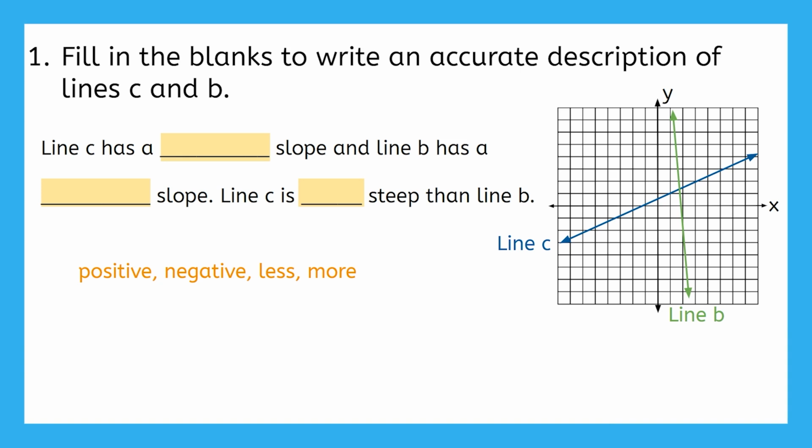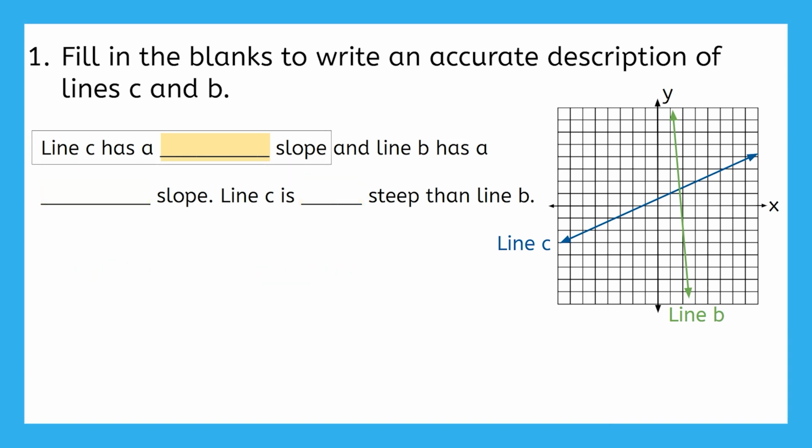Let's focus on that first blank. Line C has a blank slope. Is line C's slope positive or negative? Yeah, from left to right, it's going up, so it's a positive slope. Let's fill in for the next blank. What kind of slope does line B have? From left to right, this line is going down, meaning it has a negative slope.